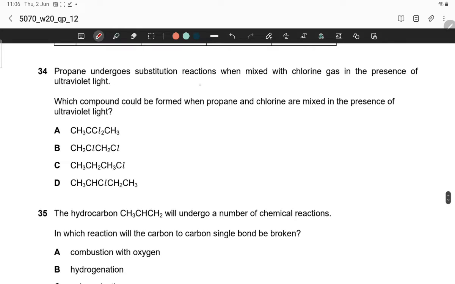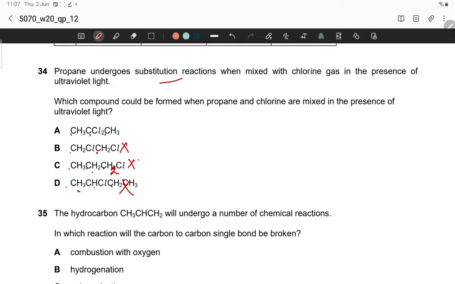Propane undergoes substitution reaction when mixed with chlorine gas in the presence of ultraviolet light. Which compounds could be formed when propane and chlorine are mixed in the presence of ultraviolet? Propane, this is 1, 2, 3 carbon. 1 and 2 carbon is not correct. CH3, this is not correct because CH2Cl should be there. CH3 CH, 1 2 3 4, this is also not correct.